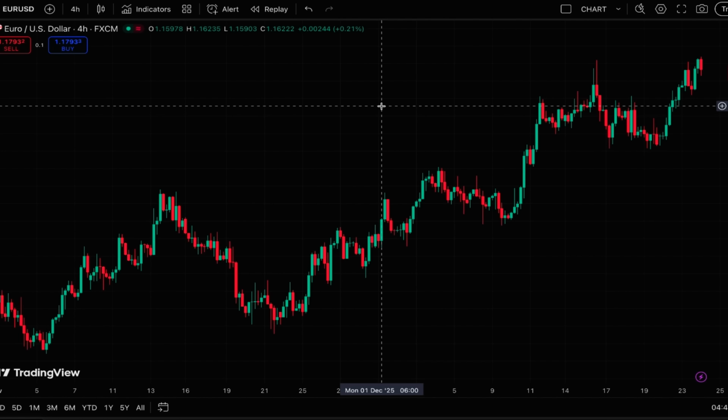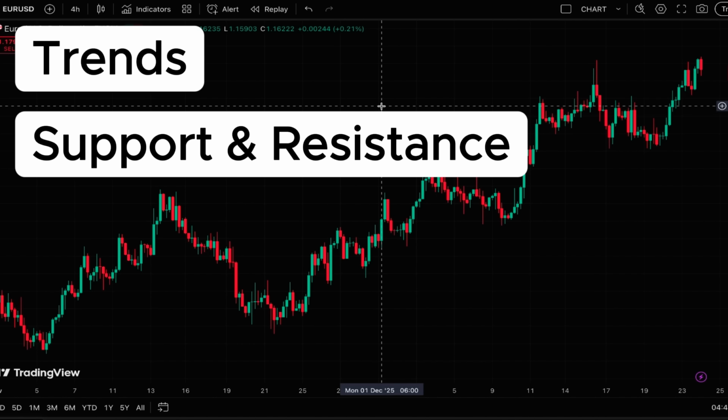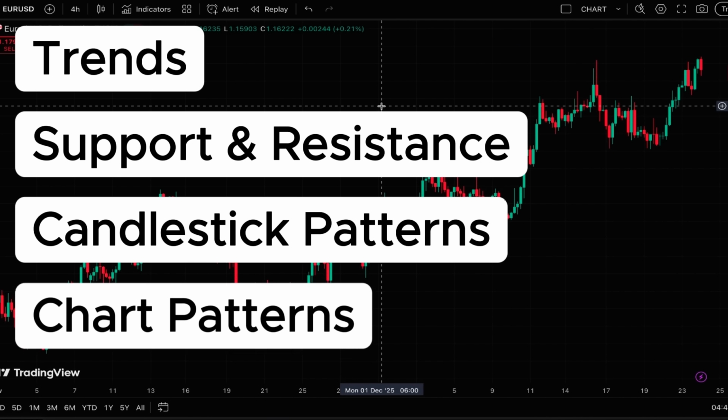Alright, price action concepts can be categorized into trends, support and resistance levels, candlestick patterns, and chart patterns. And I'm gonna introduce 2 or 3 indicators for each category that, in my opinion, are the best and most accurate indicators that we have on TradingView until now.